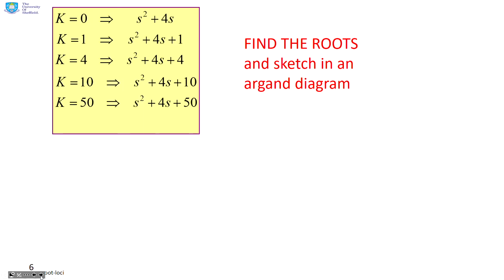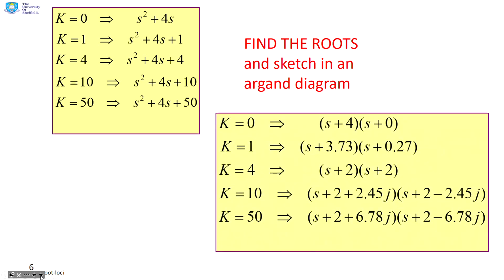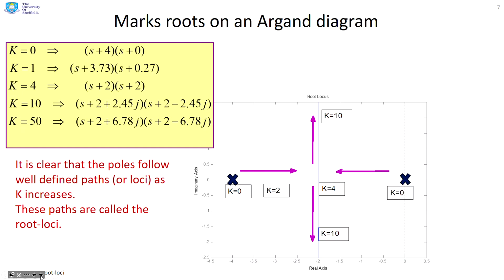I get a different closed loop pole polynomial. So there I've just listed them again, and what I want to do is find the roots and sketch them in an Argand diagram. So there we are, I've found the roots for you. Put it in full, I'm not dwelling on it because these are simple computations. So the next thing is to sketch them. Well, here we go. K equals 0, I get s plus 4 and s plus 0. So that gives me a pole there and a pole there.